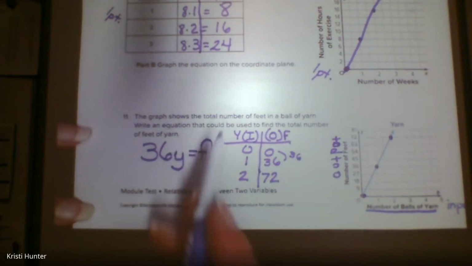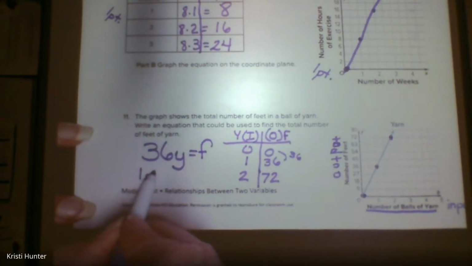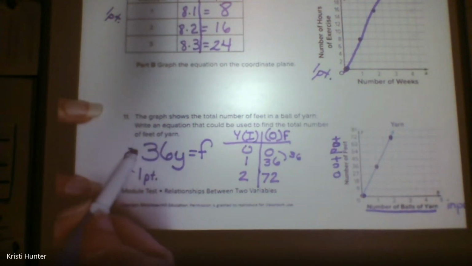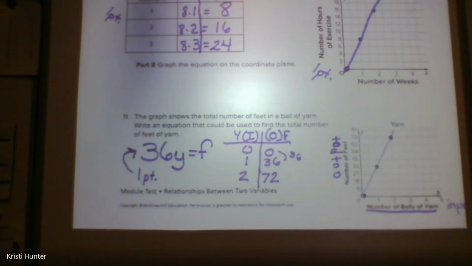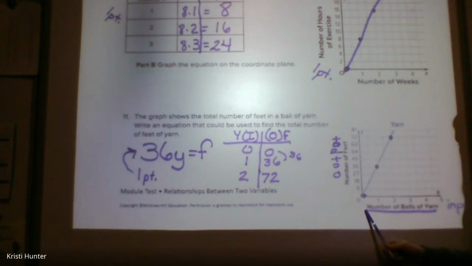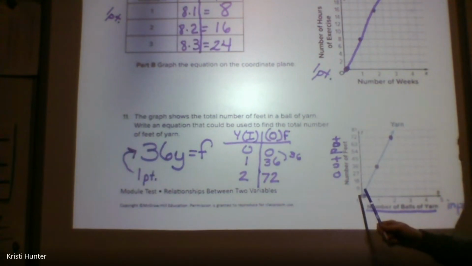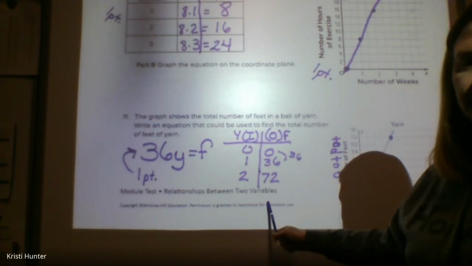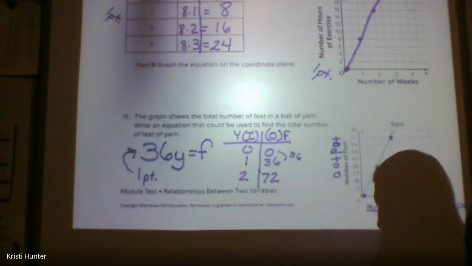Okay, this is a 1-point problem where you give me this equation. The way to get this equation is I look at my points that were already graphed, and I'm going to make my input-output table. All right? Any questions on that one?